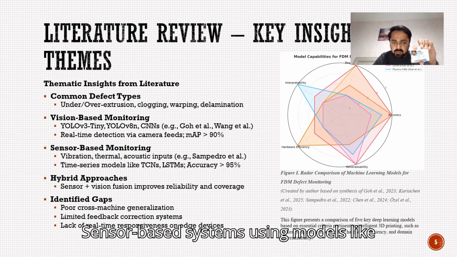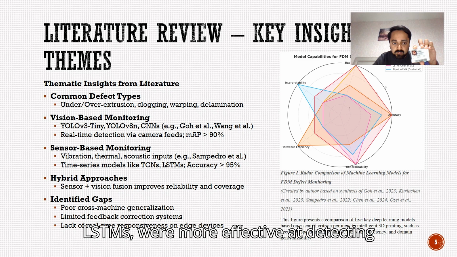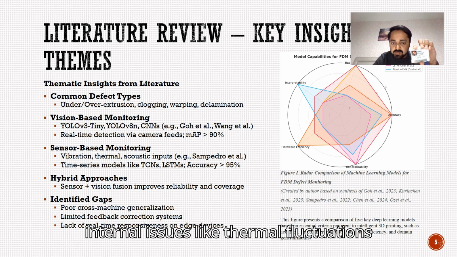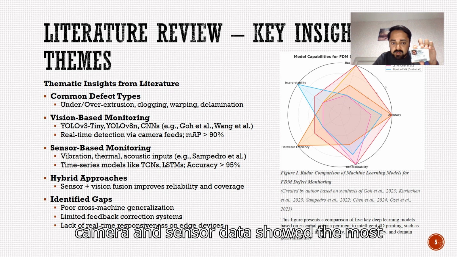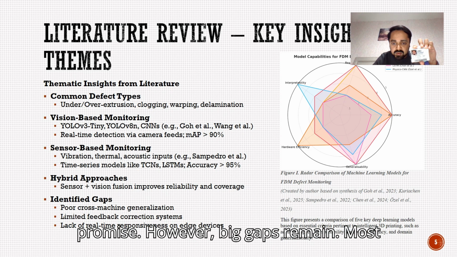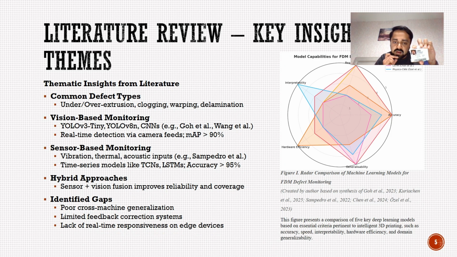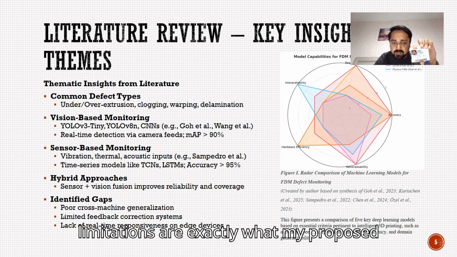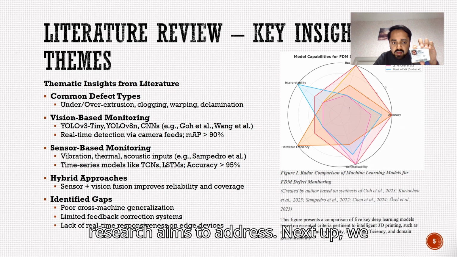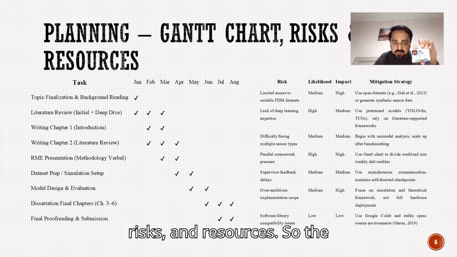Sensor-based systems using models like temporal convolutional networks or LSTMs were more effective at detecting internal issues like thermal fluctuations or vibrations. Hybrid models combining camera and sensor data showed the most promise. However, big gaps remain. Most systems struggle with generalization, lack corrective feedback, and often require expensive hardware. These limitations are exactly what my proposed research aims to address. Next up, we have the planning stage, Gantt chart, risks, and resources.